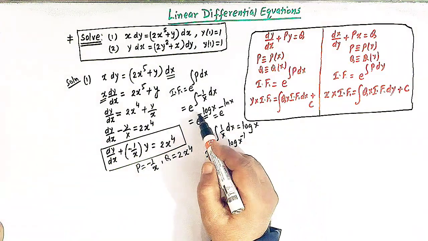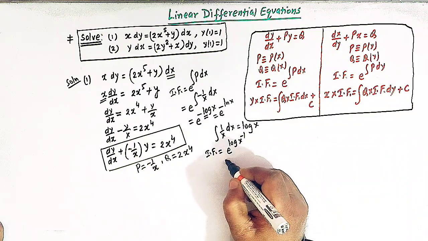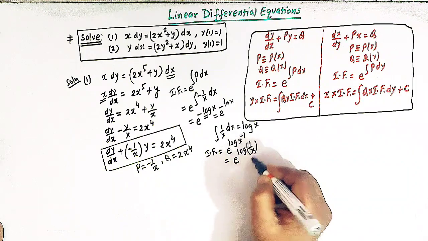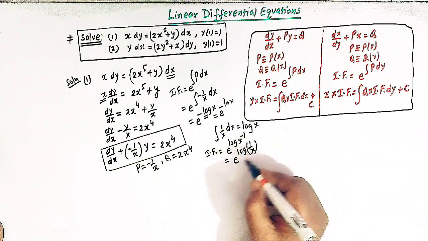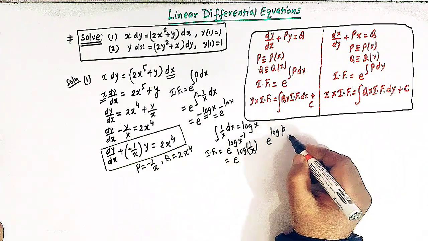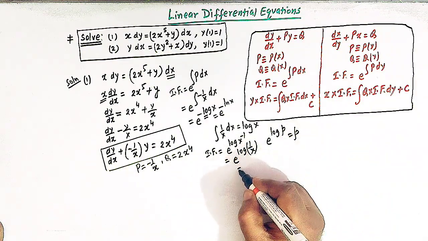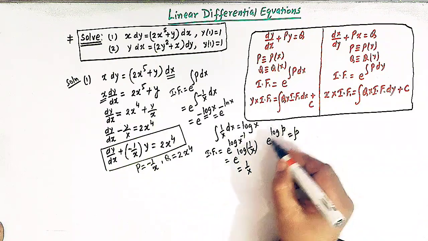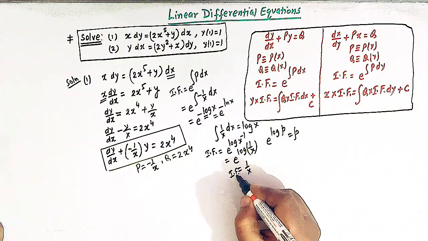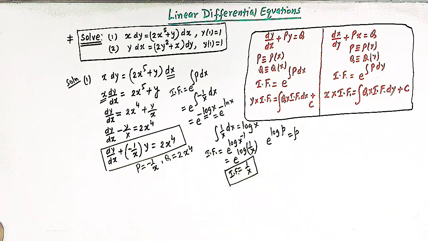Now we can write the integrating factor as e raised to log of x raised to minus 1. Taking this negative sign to the power of x, we can now write e raised to log of 1 over x. Now we have a famous expression here, that e raised to log of p is given by p. So e raised to log of 1 over x is equal to 1 over x. So the integrating factor of this linear differential equation is 1 over x.